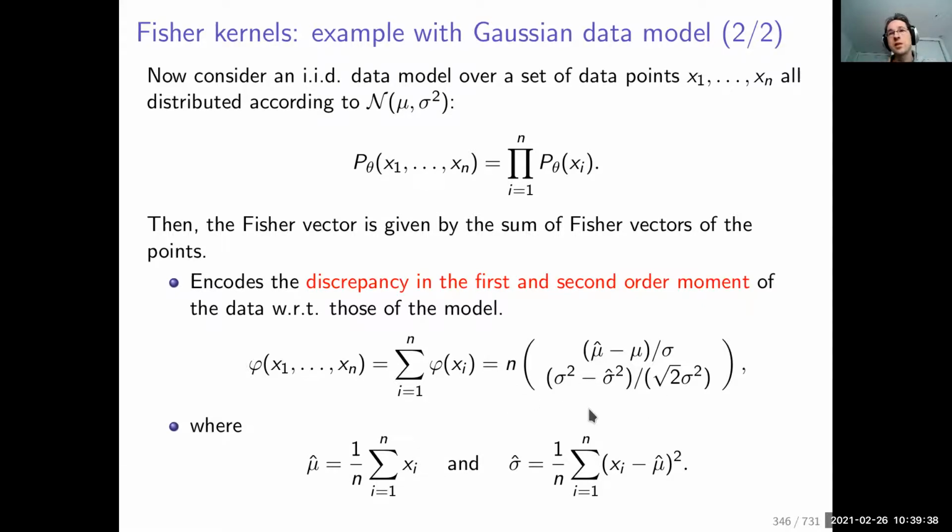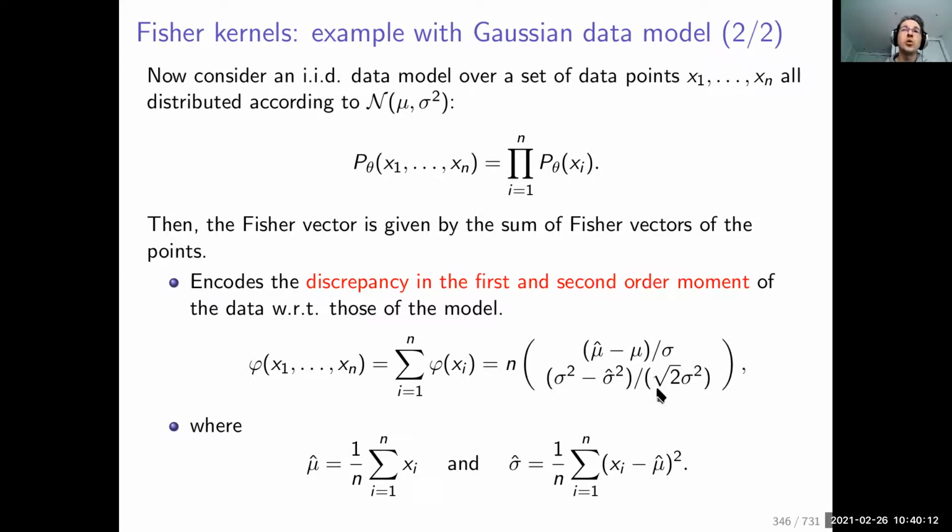And these quantities are interesting because the first entry is nothing else than (mu hat minus mu) divided by sigma, and mu hat is the empirical mean of the data points. So basically, the first entry of the Fisher vector, up to a factor n, is simply encoding the discrepancy between the empirical first order moment of the data with respect to the parameter mu of the model.